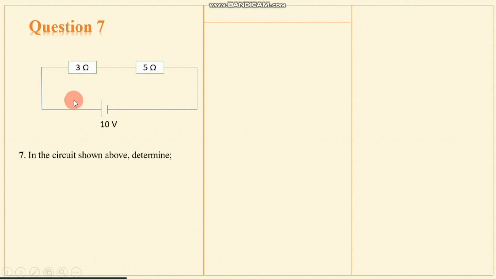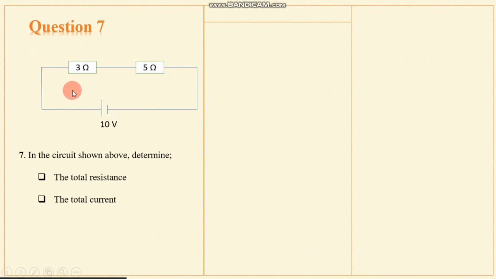So the question reads, in the circuit shown above, determine the total resistance. You're going to look at the total resistance, and this one is based on the voltage or the potential difference across these two resistors. This one is going to give us the total resistance. The second part of the question is to calculate the total current. Remember, when they are connected in series, the current passing through the circuit is the same.